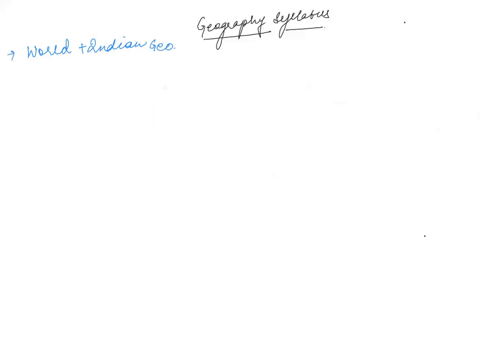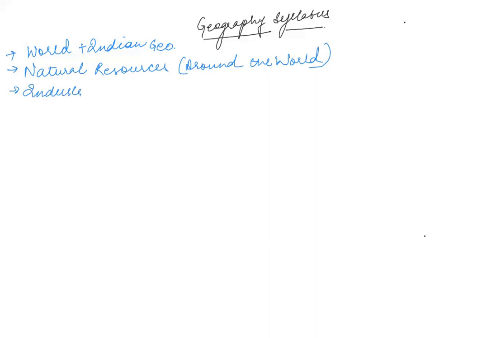Then there are natural resources around the world. Then there are industries. I'm just telling you the topics that are asked, which is primary, secondary, and tertiary. We're going to be talking about these in detail later on.